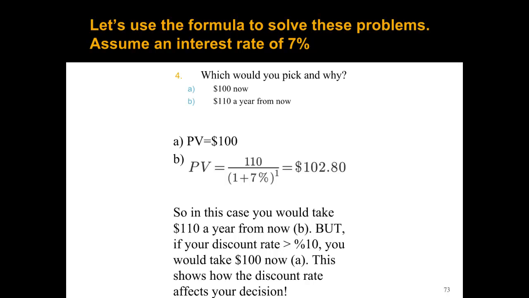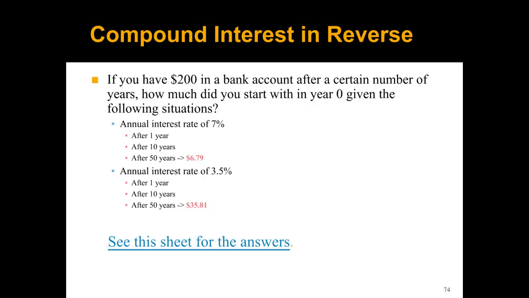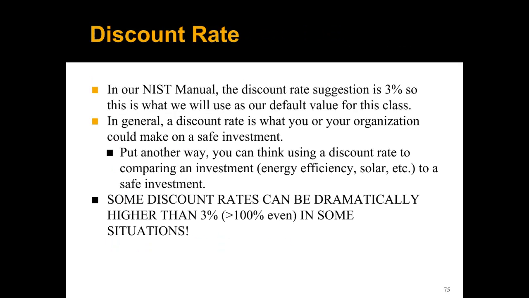That makes sense intuitively, because what that says is that if I can make 10% or more, if I can make more than 10%, then a year from now, I would have more than $110 in my bank account. So this hopefully shows you how the discount rate can really affect your decision. So these are the answers to this. And again, you can see the sheet for the answers. But let's talk about the discount rate.